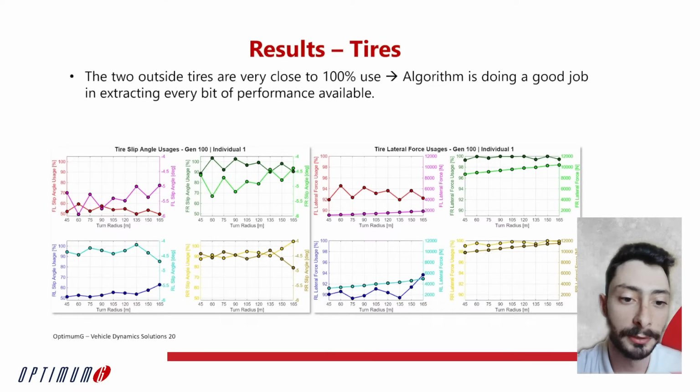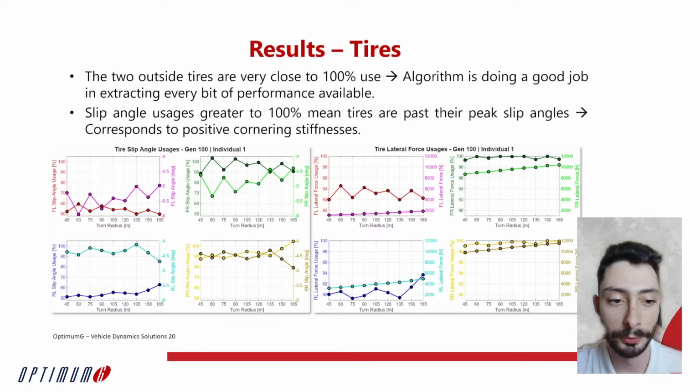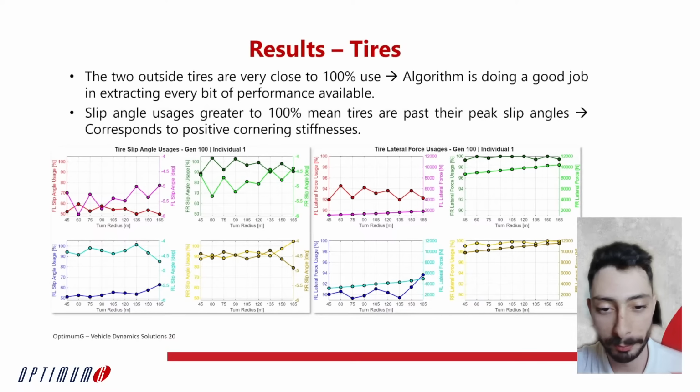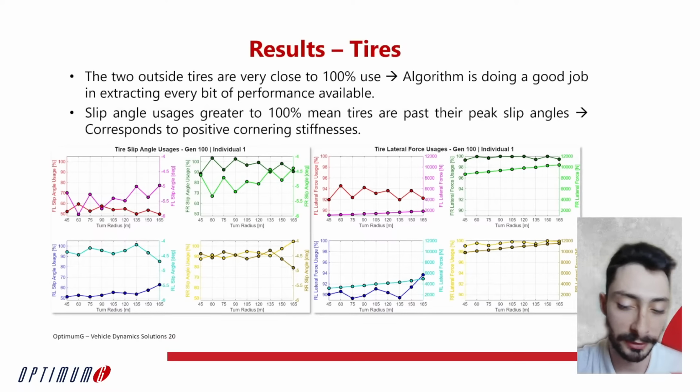And on the left side, for the slip angle usage, we can see that on some of these corners, we have a slip angle usage which is greater than 100%. And these mean that we are past the peak slip angle of that tire on that corner. And these points will correspond to the positive cornering stiffness that we saw earlier as well.